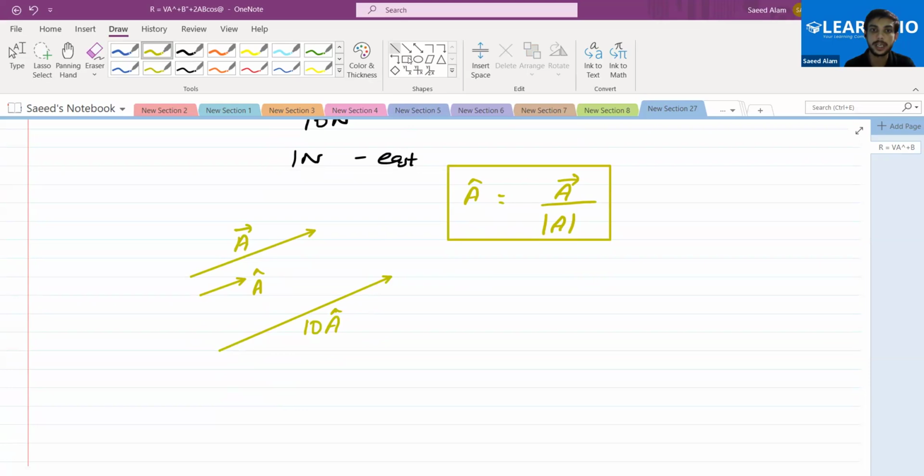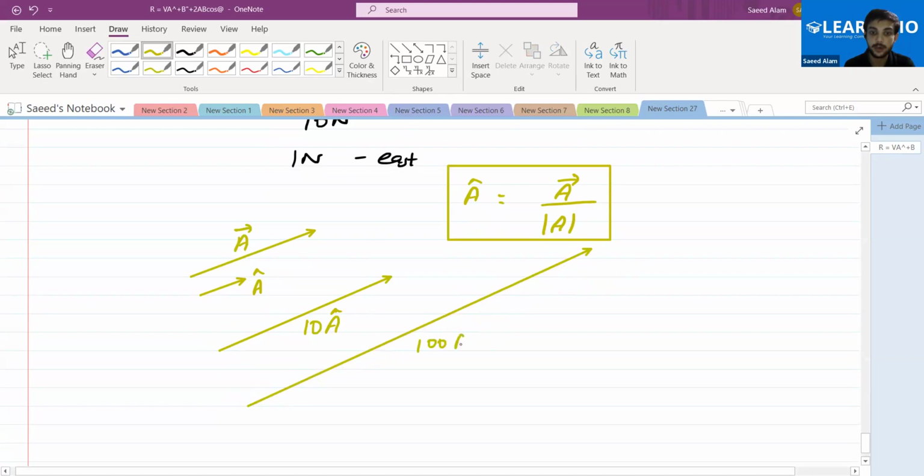Now, if I want a vector of magnitude 100 that points in the direction of A, I'll take it in this way: 100 A cap. What does A cap mean? It means it is pointing along the A direction. 100 means it has magnitude 100. Is this clear to you?